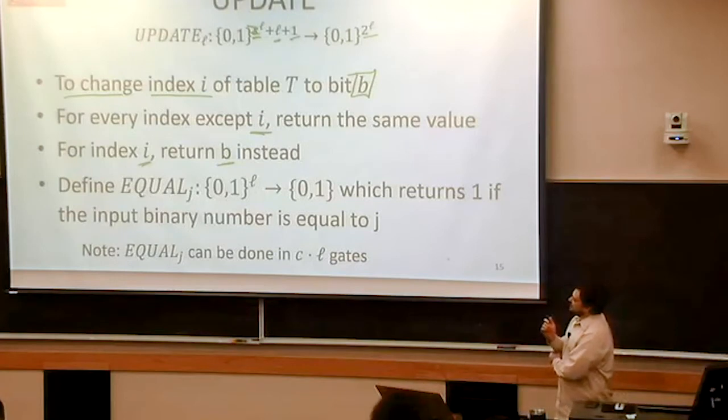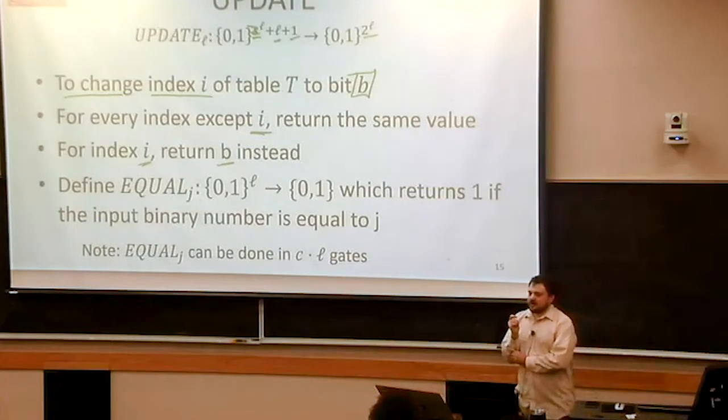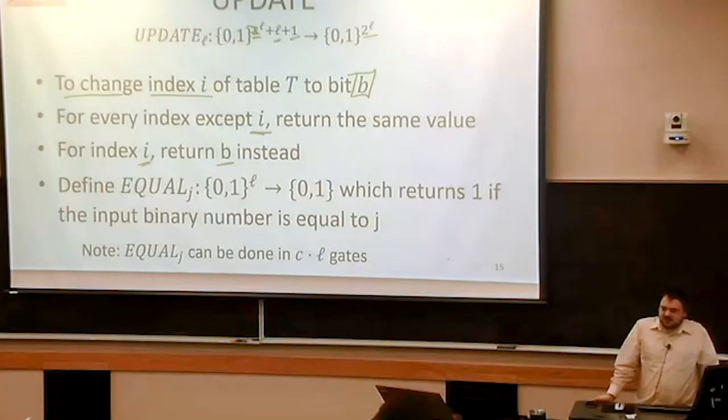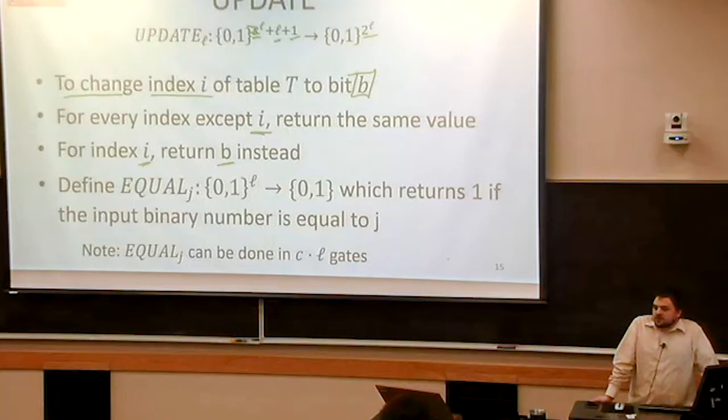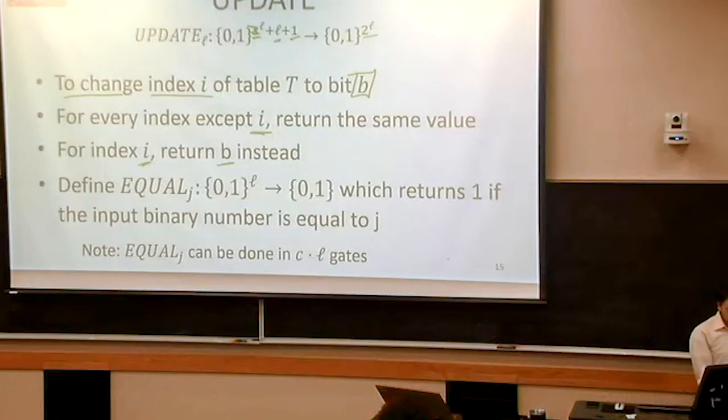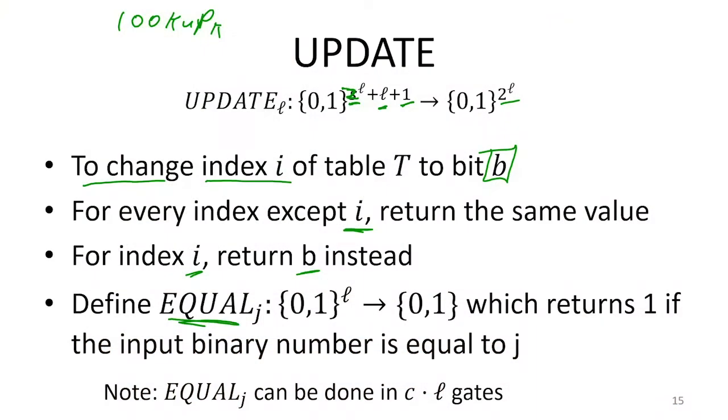What we're going to do is look at each bit in the table, and say if the index of that bit was the one that I wanted to change, then make it equal to bit B. Otherwise, leave it whatever it was before. In order to do this, we're going to use this equal function, which tells me whether or not 2 given bit strings were equal. And this equal is going to require roughly a linear number of gates. One of your homeworks is to figure out how you can do equal with roughly a linear number of gates in terms of the number of input bits. It looks kind of similar to compare.